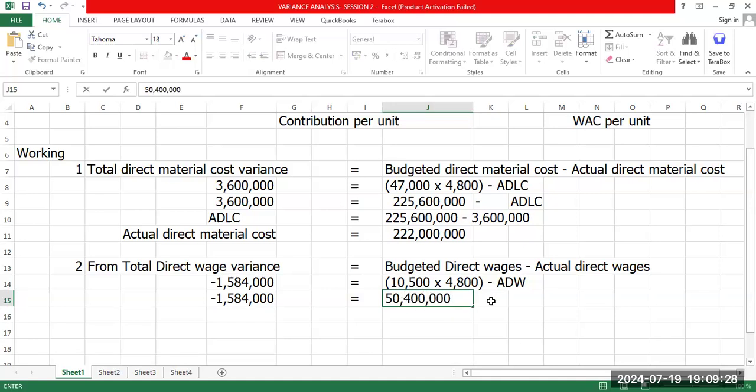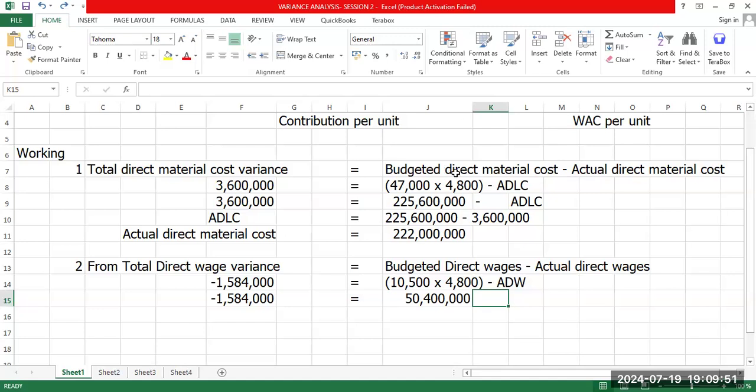50,400,000. And we subtract. Excuse me. Yes, please. I'm lost. Where did you get 47,000? The first one. Where did I get what? 47,000. Yes.